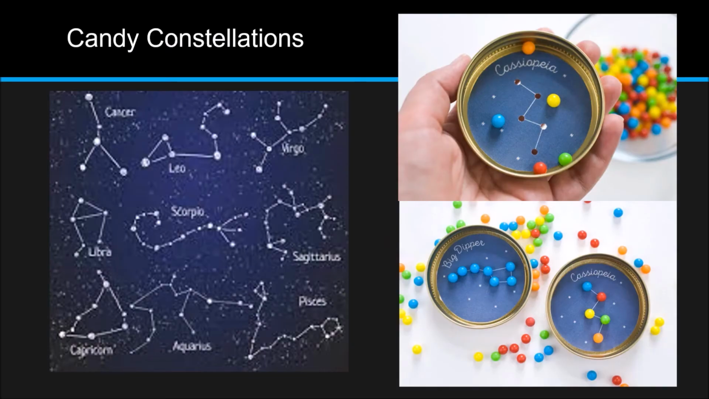By using candies and pretzels. Candy constellations.